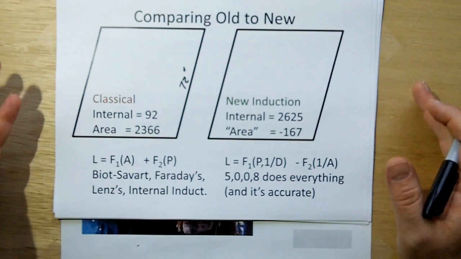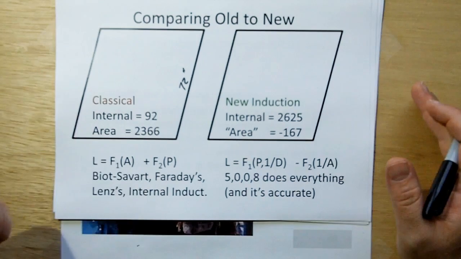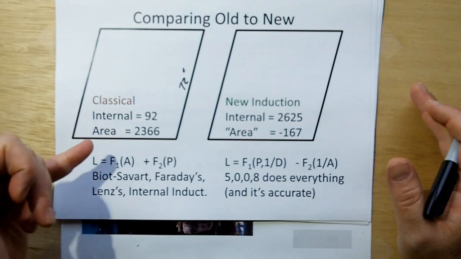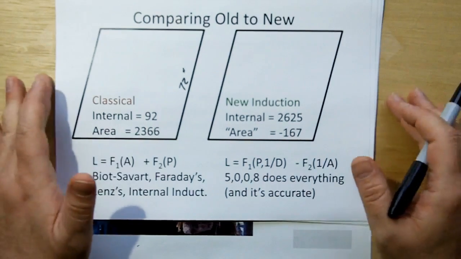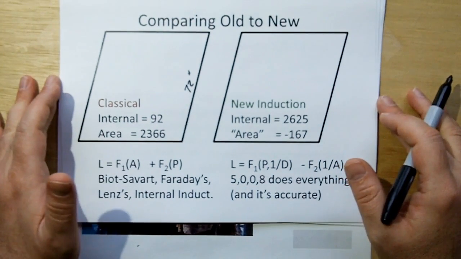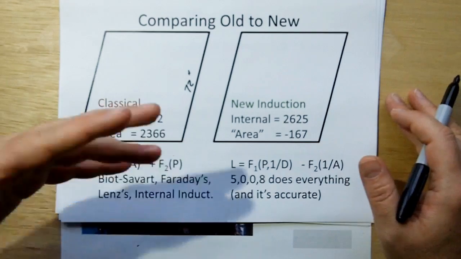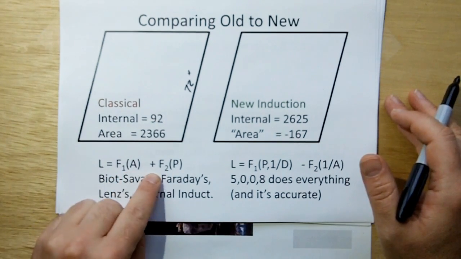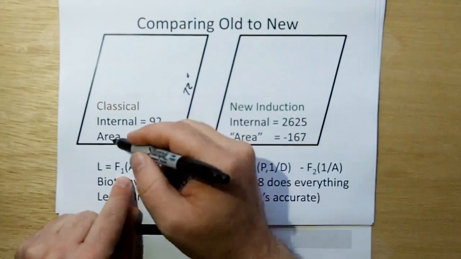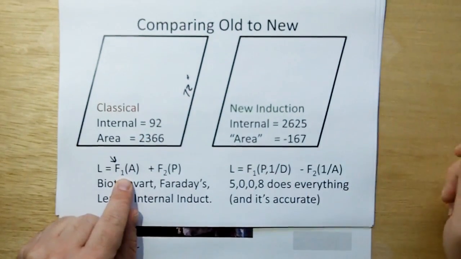But if classical theory were correct, and the internal inductance model were correct, then the remainder of the inductance due to the area would come to be about 2366. Okay, and so what we have, if we want to put it into an equation form, is the total inductance is some function of area plus some function of perimeter, where the area is the dominant contributor.